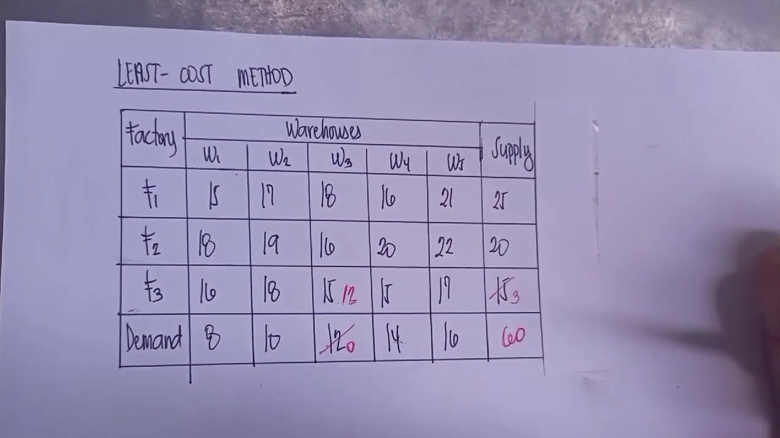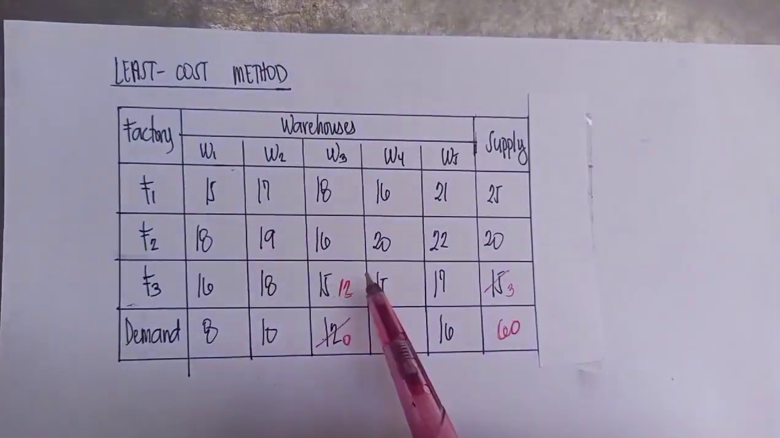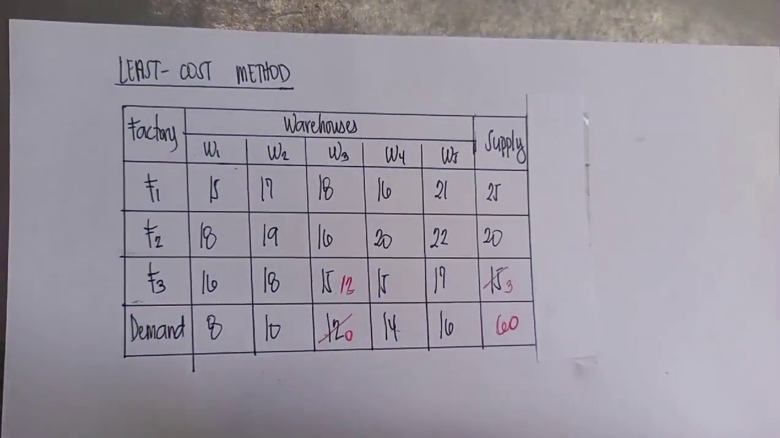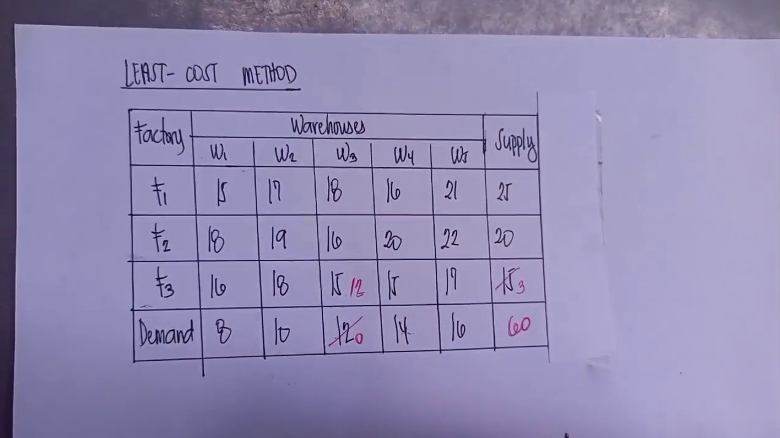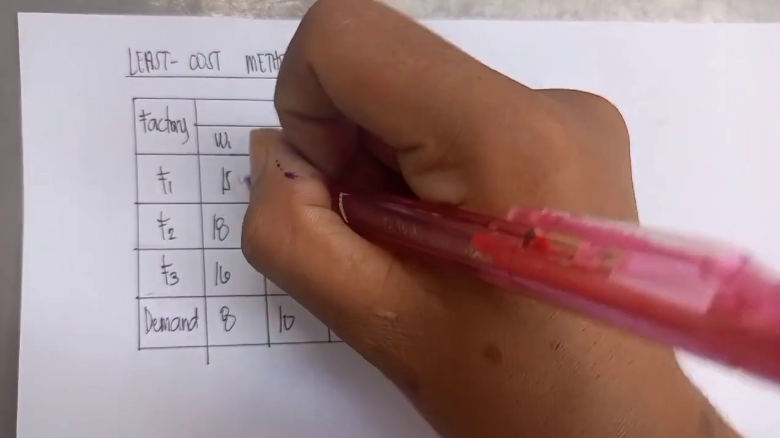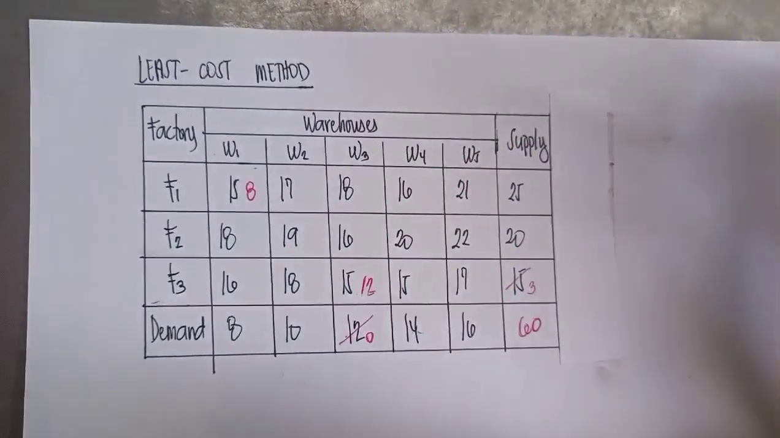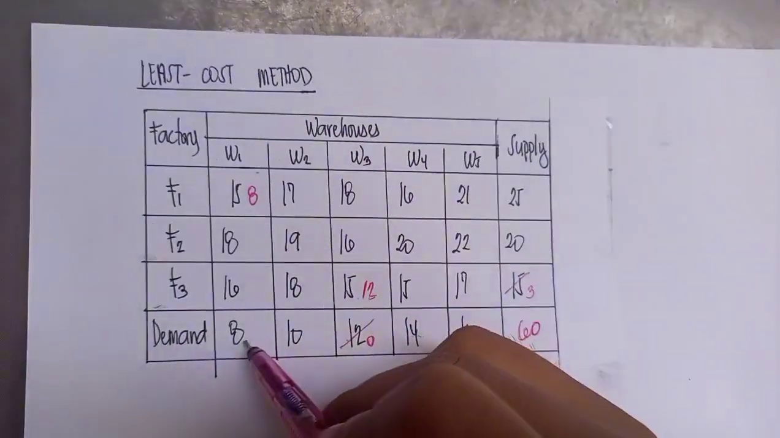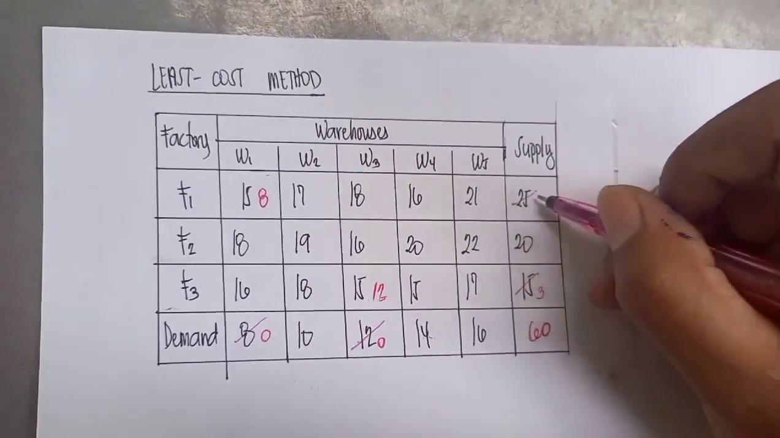Again, the minimum cost in the matrix is another 15. I choose to assign in the cell F1W1. Therefore, 8 units shall be assigned to the cell F1W1. With this, the demand of destination W1 gets fulfilled and only 17 units are left with the source F1.